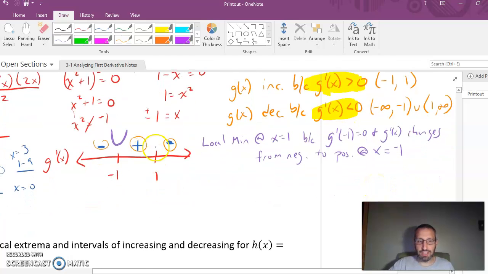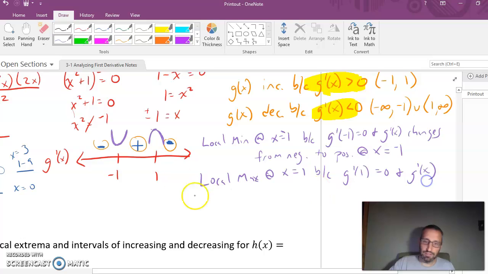All right, one more critical value to take a peek at. Positive g prime, so increasing g. Negative g prime, so decreasing g. That looks like a local max to me. So a local max at x equals +1. Oh, I forgot my negative up here. And it's because g prime of 1 equals 0. And g prime of x, hopefully this is becoming repetitive, changes, in this case from positive to negative, at x equals 1.